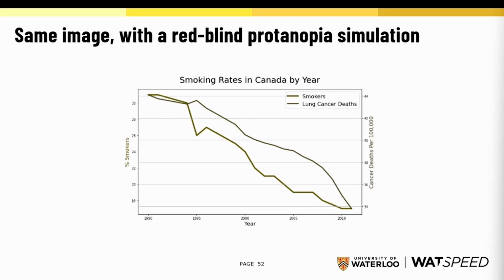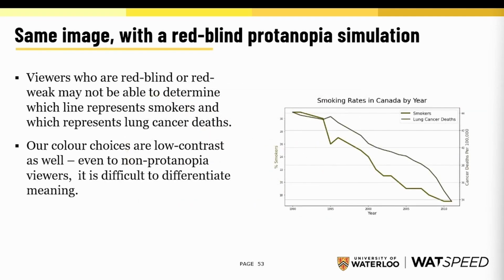If we take this same image and we simulate a red blind or red deficient protanopia, we see that it's almost impossible to distinguish the difference between these two line graphs. So viewers who are red blind or red weak may not be able to figure out which of these lines represents smokers and which represents lung cancer deaths.